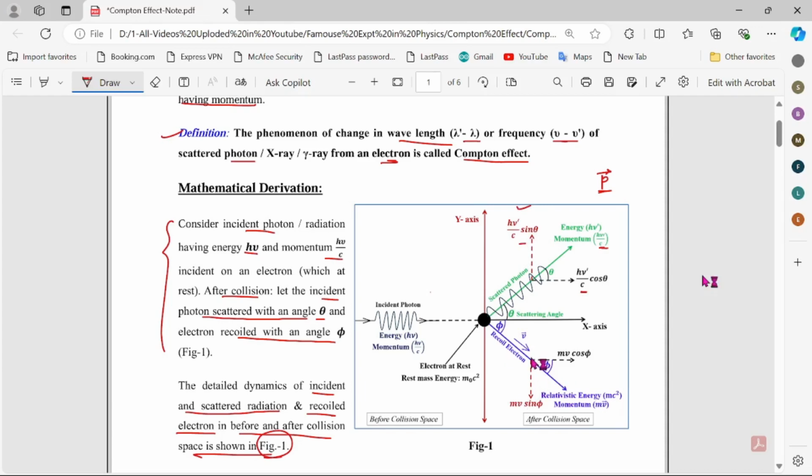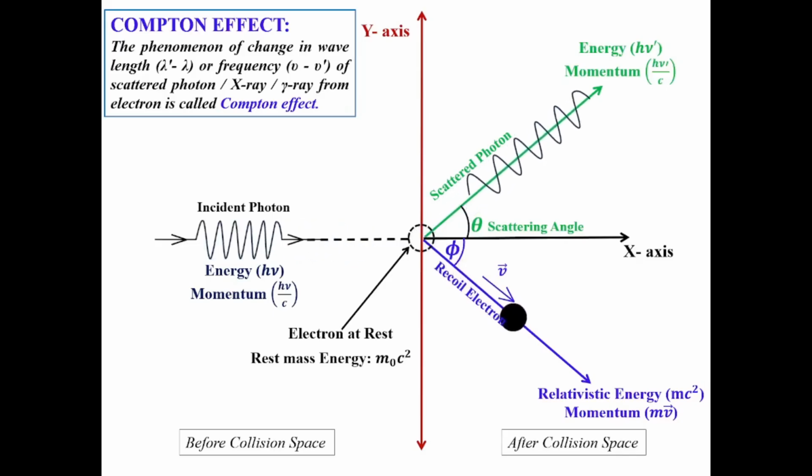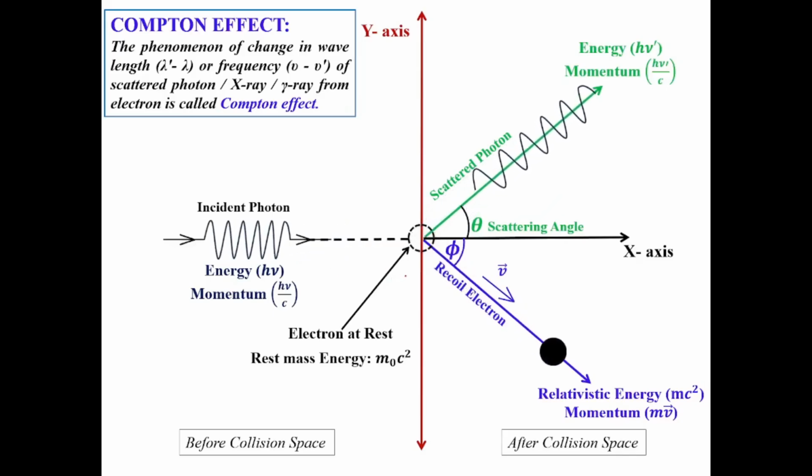Likewise, along this way the velocity is v, and this is angle phi, and the momentum of the electron will be resolved into two components. The horizontal component is mv cos phi, and the vertical component, along the negative y-axis, is mv sin phi. I'm going to show you the animation so you can easily understand, and here you can watch. So this is the Compton effect we have discussed.